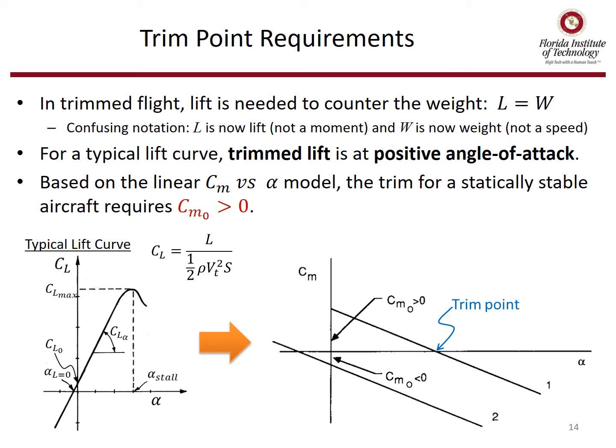The lower curve has the same exact slope, but its y-intercept is negative, and we cross the x-axis at a negative angle of attack, and that's not possible based on the CL versus alpha relationship and the CM versus alpha model. So again, we want a positive CM sub 0, or positive y-intercept, and we need a negative slope for static stability.